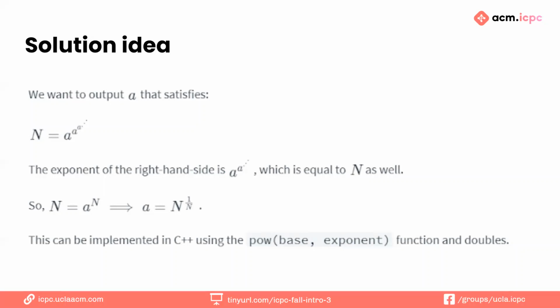And this can be easily implemented in C++ using the pow function, which takes the base and exponent and returns the value in float or double. Does anyone have any questions about this problem? It's a very nice math trick, and yeah, I like this problem.